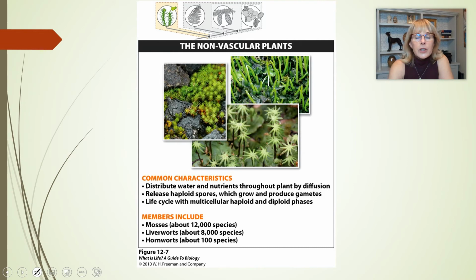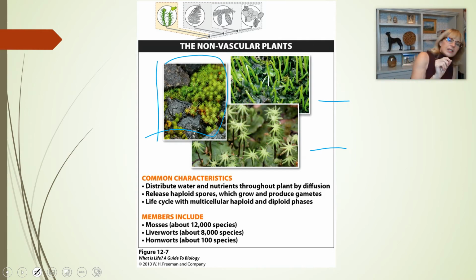So non-vascular plants, moss, this is what moss look like. Then we've got liverworts and hornworts. They are different. We will just talk about one interesting difference from the mosses. They do not have any vascularity. They're called non-vascular plants because they do not have tubes inside of them distributing liquids around inside of the plants.